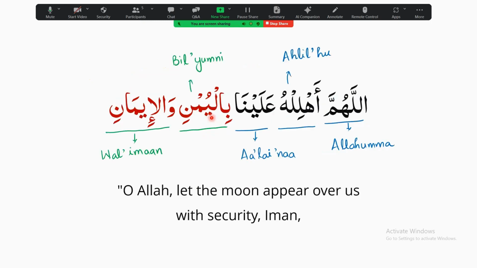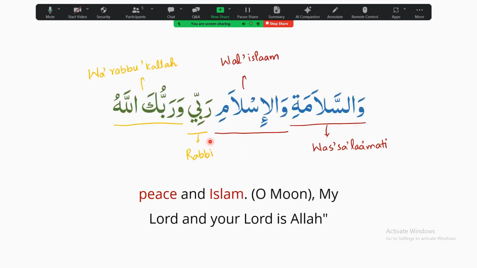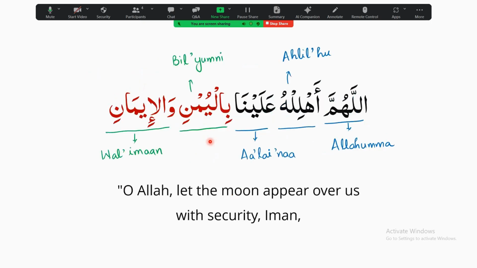So let's just say this in one go, in one flow, inshallah. Allahumma ahlilhu alayna bil yumni wal iman. Allahumma ahlilhu alayna bil yumni wal iman was-salamati wal-islam, Rabbi wa rabbukallah. So this is the dua, and inshallah very easy to memorize.